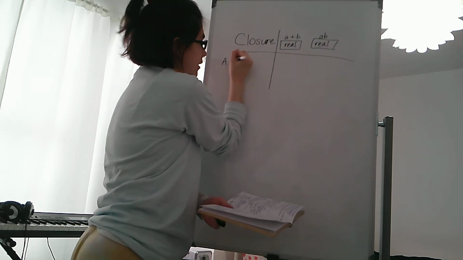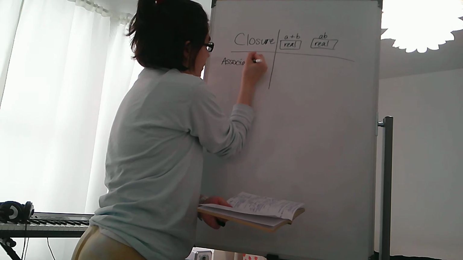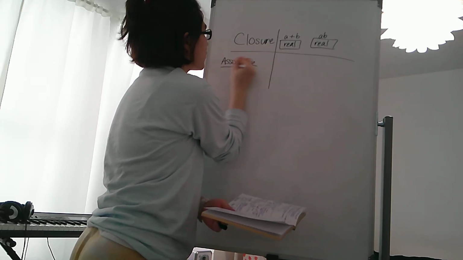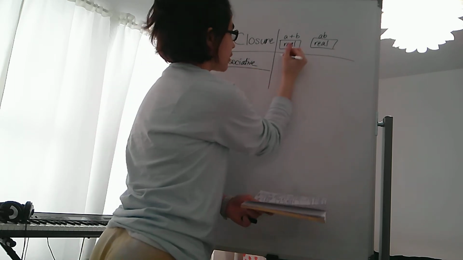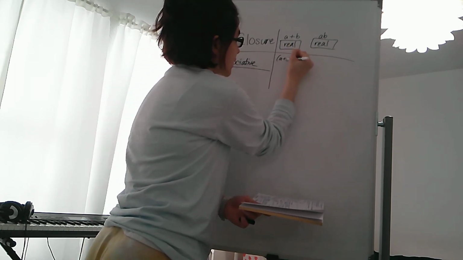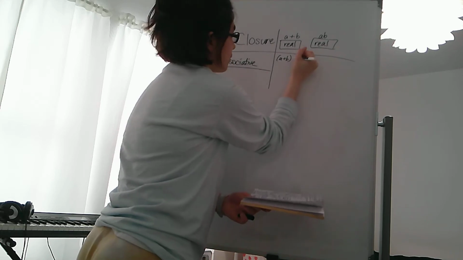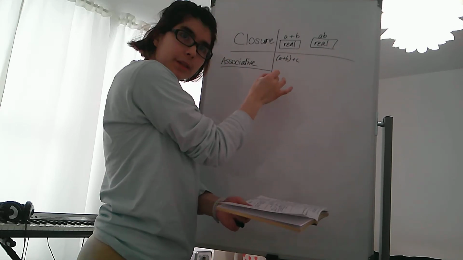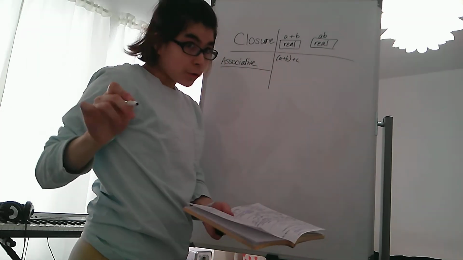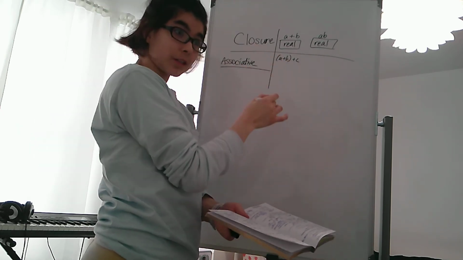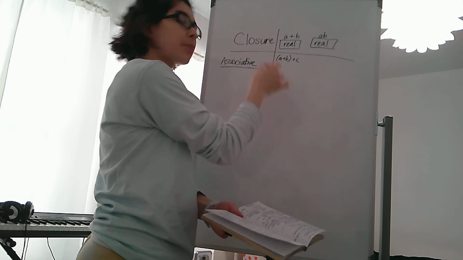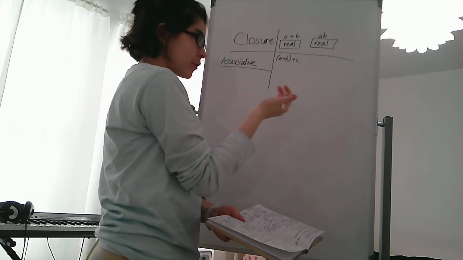Now, we've got the associative property. The associative property for addition states that when you have the quantity A plus B plus C, and note the use of parentheses here, this is very important. By the order of operations, when you have a quantity that needs to be simplified that is in parentheses, you simplify that parentheses quantity first.